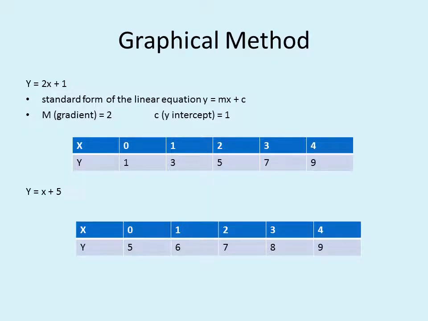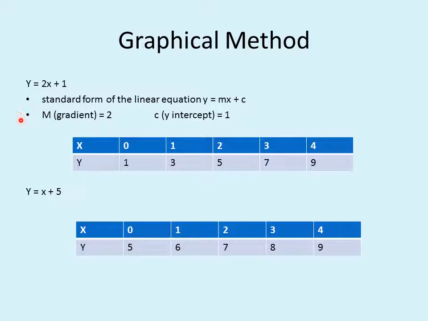Let's go back to this idea of the graphical method. It sounds impressive, but what it means is we're going to draw two lines and we're going to read off the graph where the 2 points meet. So, the first line is this equation y equals 2x plus 1. The second is the equation y equals x plus 5.